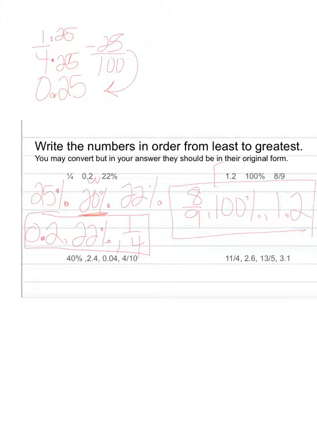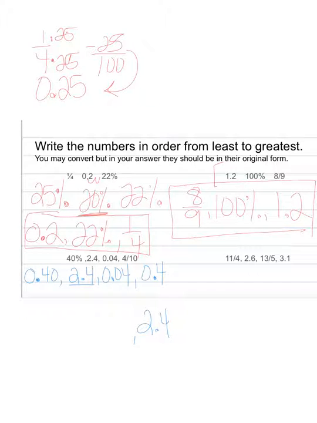Okay, we have 40%, 2 4/10, 4/100, and 4/10. So here I'm thinking it would probably be best to put it in decimal form. So 40%, I'm just going to rewrite them all in decimal form before I do anything. Would be 0.40. 2.4 is already in decimal form. 0.04 is already in decimal form. And then 4/10 would be 0.4. So I know 2 4/10 right away is my greatest. I'm going to write that over here.